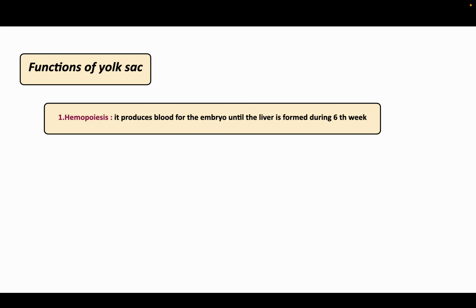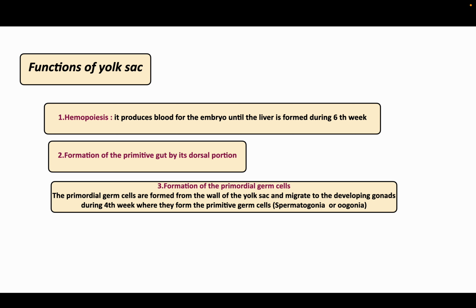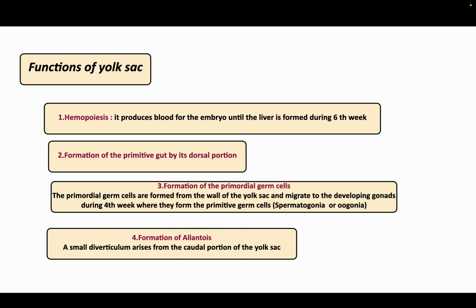What are the functions of the yolk sac? First is hemopoiesis. It produces blood for the embryo until the liver is formed during the 6th week. Second, formation of the primitive gut by its dorsal portion; we have discussed that. Then the formation of the primordial germ cells. The primordial germ cells are formed from the walls of the yolk sac and migrate to the developing gonad during the 4th week, where they form the primitive germ cells, that is spermatogonia and oogonia. Then the formation of the allantois, a small diverticulum arising from the caudal portion of the yolk sac.